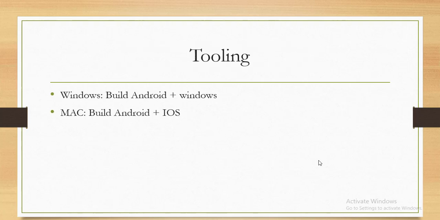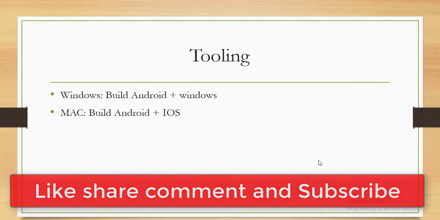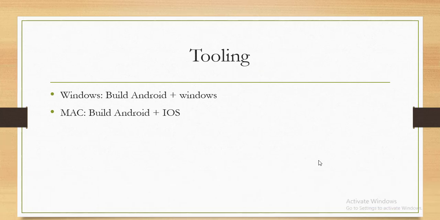What are the tools you use to run Xamarin? We can use two operating systems, Windows and Mac. In the Windows OS, we can build Android and Windows applications, but we cannot build the iOS application. In Mac, we can build Android plus iOS applications, but we cannot build Windows applications.